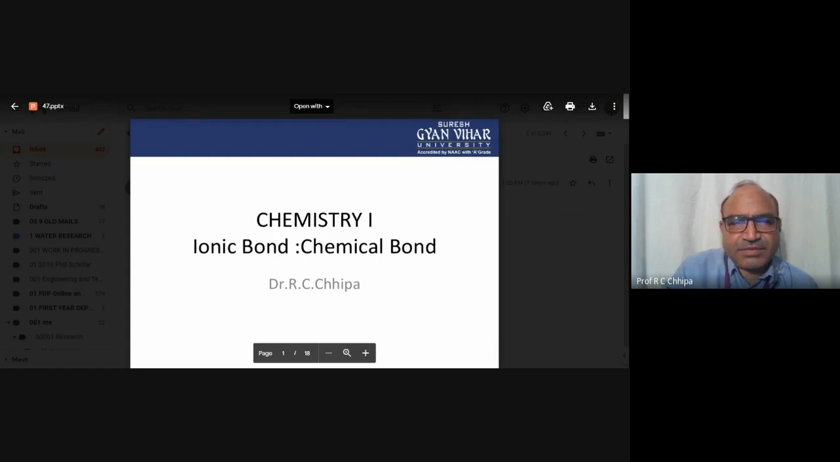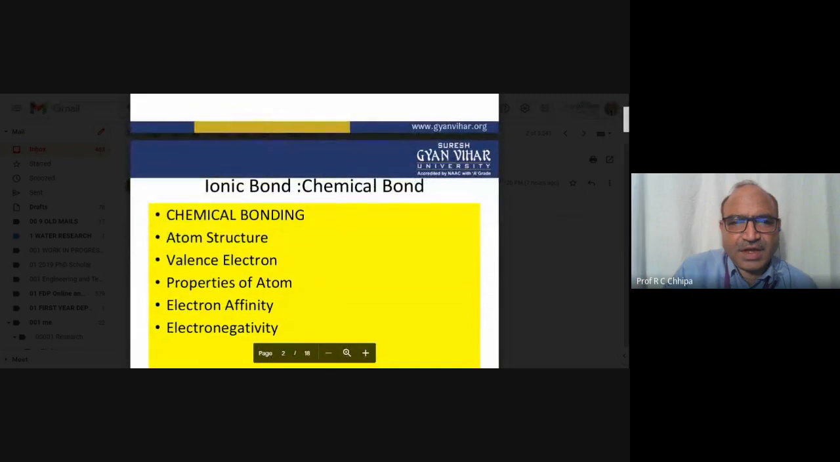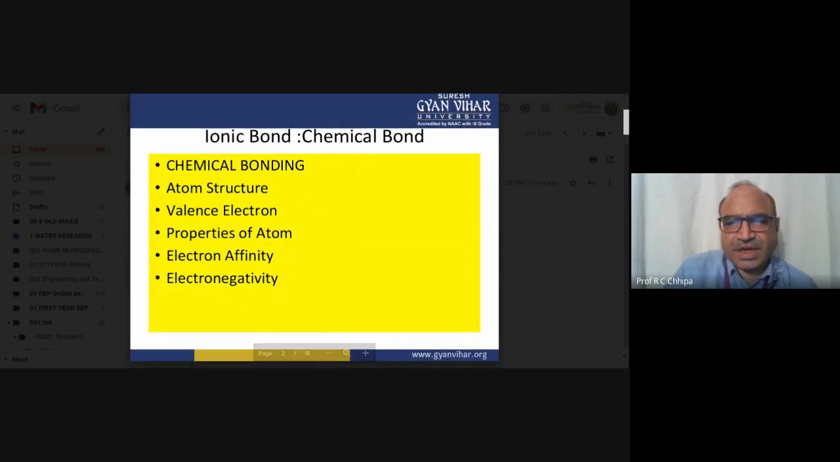So now we have to continue with the ionic bond. This is part of chemical bonding. We have already discussed three different types of chemical bonding. The first one, ionic bond. The compounds will be ionic compounds. Because of electrostatic forces, both cation and anion are there in the case of the ionic bond. Then the second one is covalent bonding, because of the sharing of electrons.